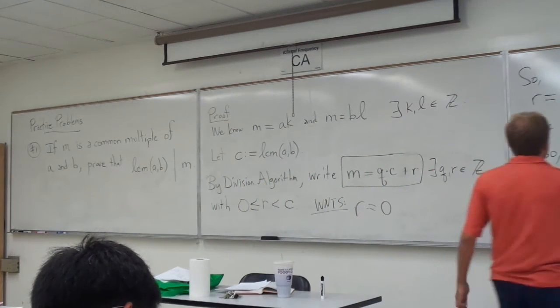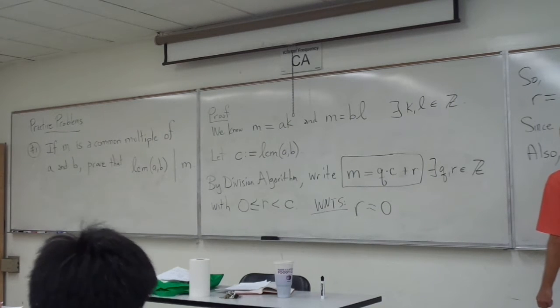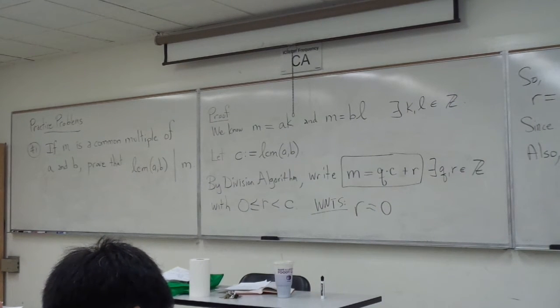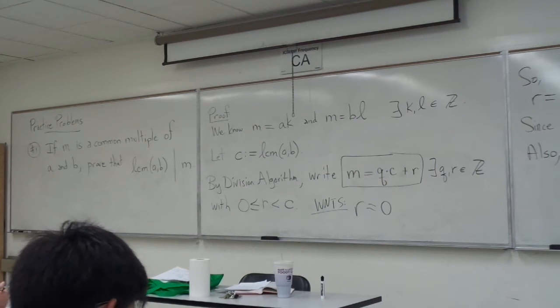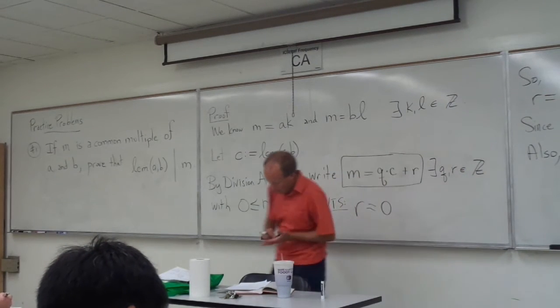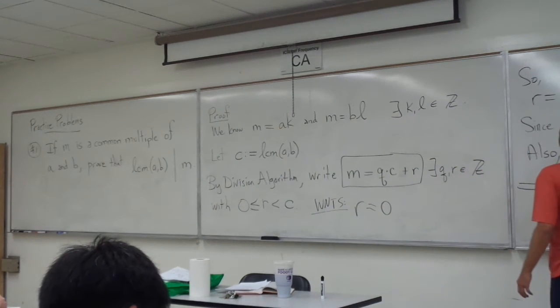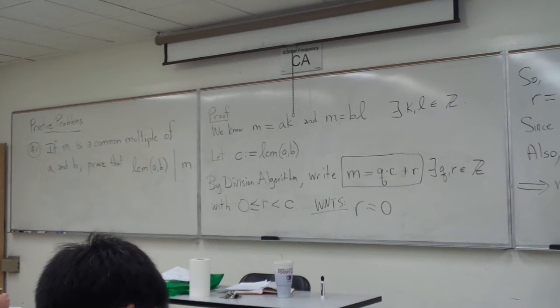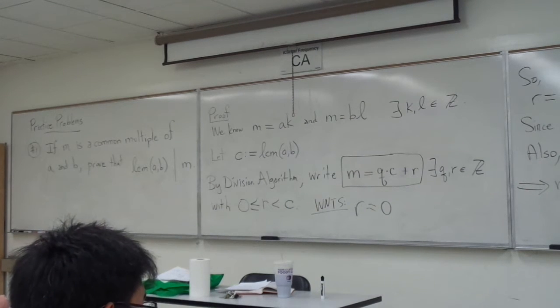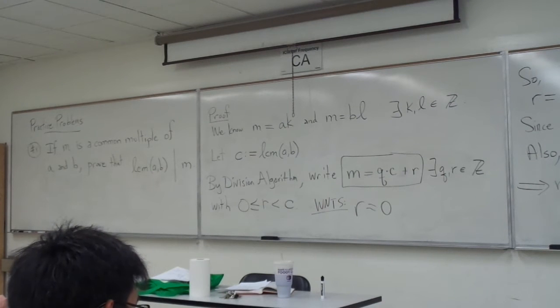Okay, so also, m and c, everybody agree they are also multiples of b? So r is a multiple of b as well. So r is a common multiple of a and b.